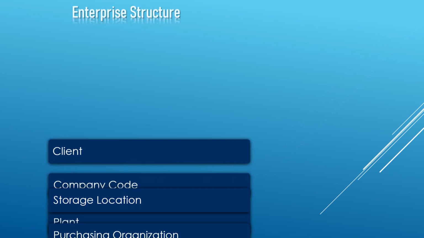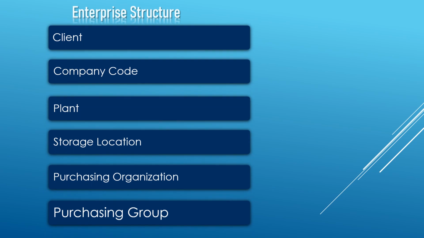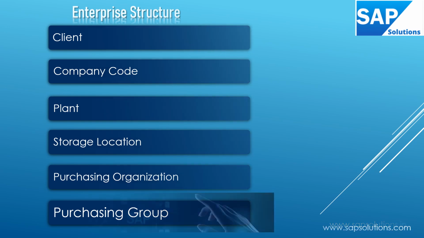Now going to explain Enterprise Structure: Client, then Company Code, next Plant, and under the plant there are different storage locations. A purchasing organization can also be at the company or plant level. Purchasing group is an organizational unit responsible for the everyday procurement activities within an organization.